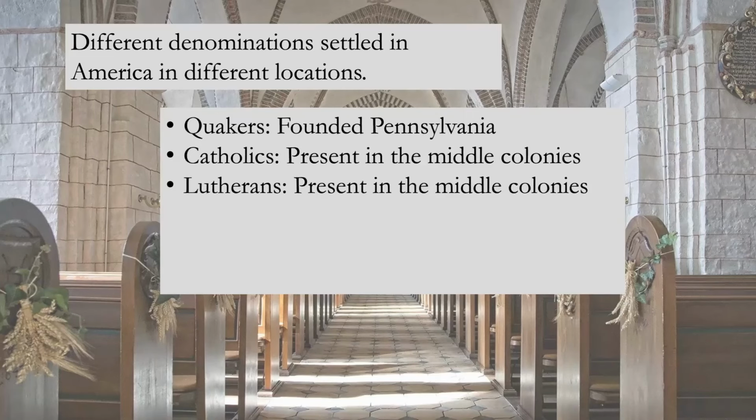Lutherans were also present in the middle colonies. Now, this is kind of a rule of thumb. In other words, it's a rule that says if your ancestors turned out to be from the middle colonies, meaning North and South Carolina predominantly, then their possibilities were more that they were Catholics or Lutherans than it would be if they were something else. And Jews are also present in the middle colonies.